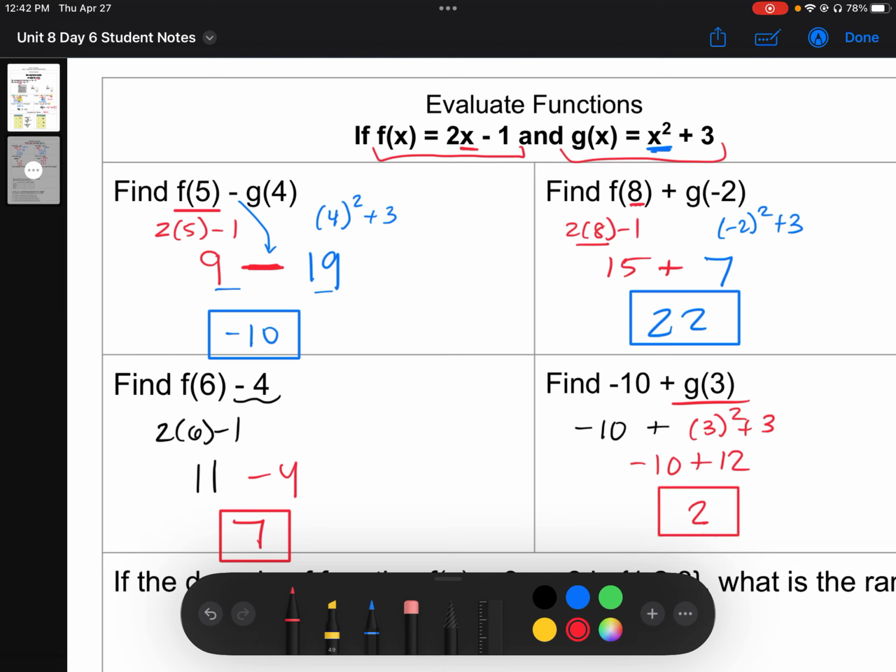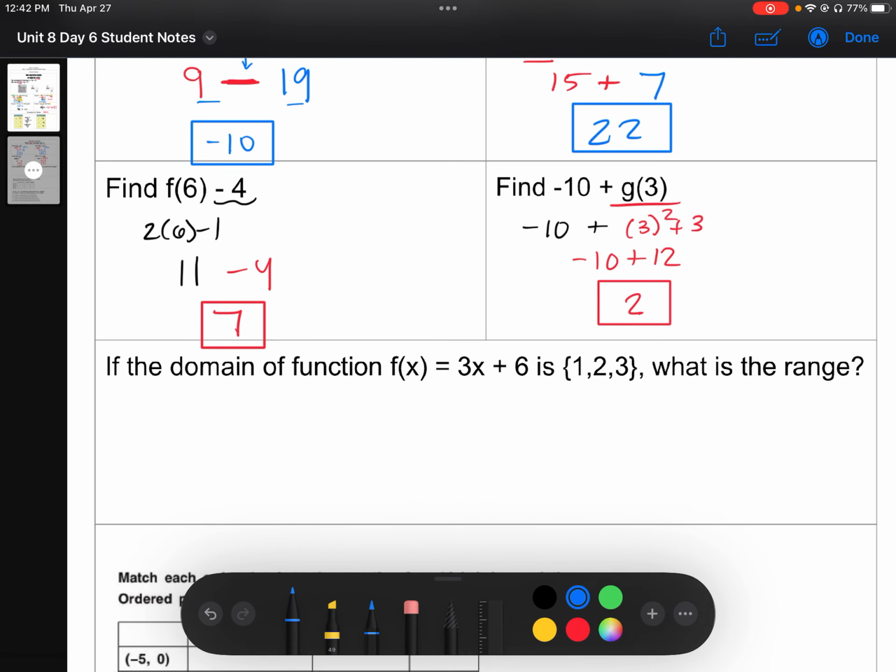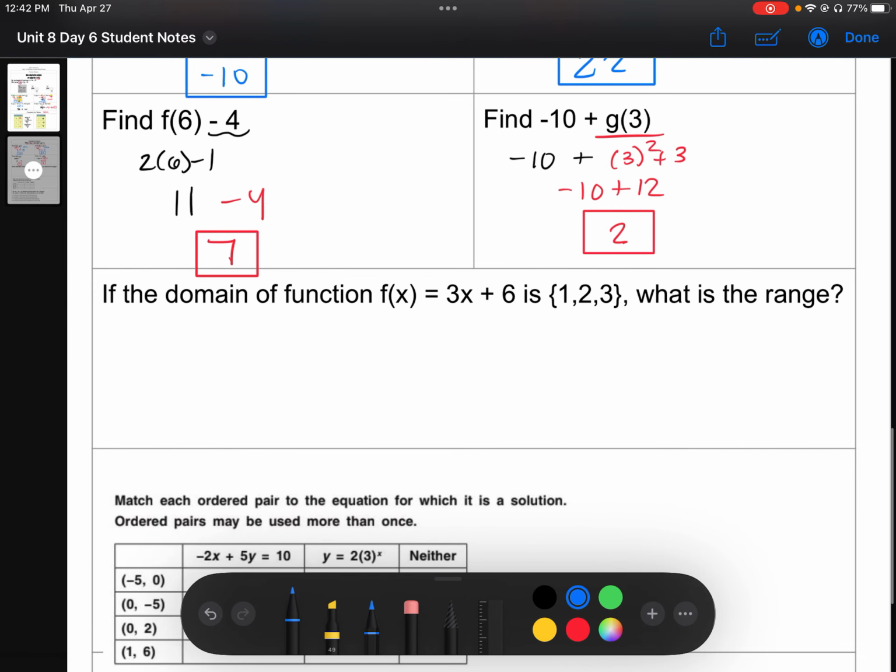All of these on this page are not on your test. They are more advanced problems. Okay, the next questions are exactly like EOC questions, so let's check them out. We've got f of x equals 3x plus 6. The domain of this function is 1, 2, 3. What is the range? We know domain is x values, 1, 2, 3. What is the range? We're asking, what are the y values that correspond? So plug in 1, plug in 2, plug in 3.